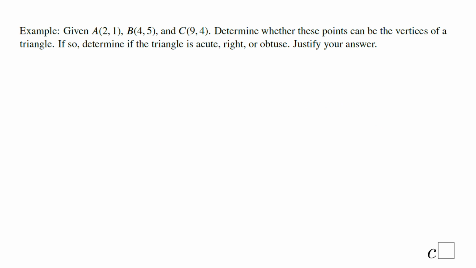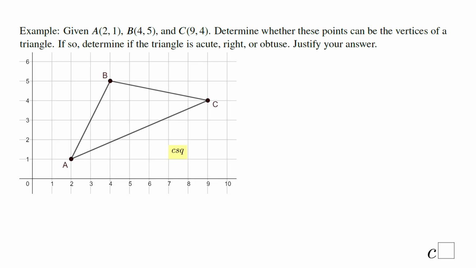Sometimes you may have some points given in a rectangular grid, and you want to determine whether these points can be the vertices of a triangle, like in this case. If so, determine if the triangle is acute, right, or obtuse. Justify your answer, right? So probably, to be honest with you, the first thing I'll do, I'll plot the points like I did here, and you'll see if they form a triangle or not. But the idea here is you can use the triangle inequality and, by figuring out the lengths of AB, BC, and AC, see if they form a triangle. I will show you in a moment what that is.